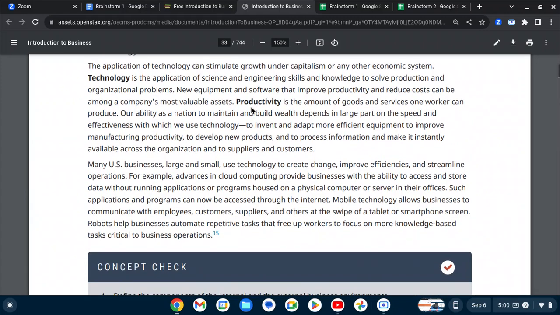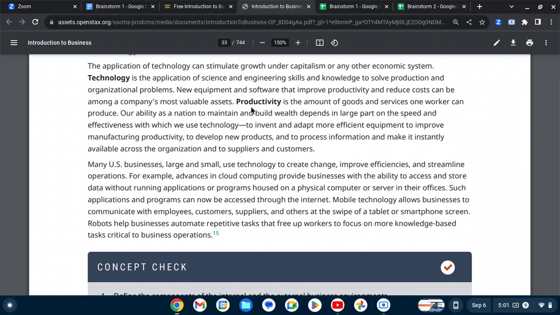Technology. The application of technology can stimulate growth under capitalism or any other economic system. Technology is the application of science and engineering skills and knowledge to solve production and organizational problems. New equipment and software that improve productivity and reduce costs can be among a company's most valuable assets. Productivity is the amount of goods and services one worker can produce.